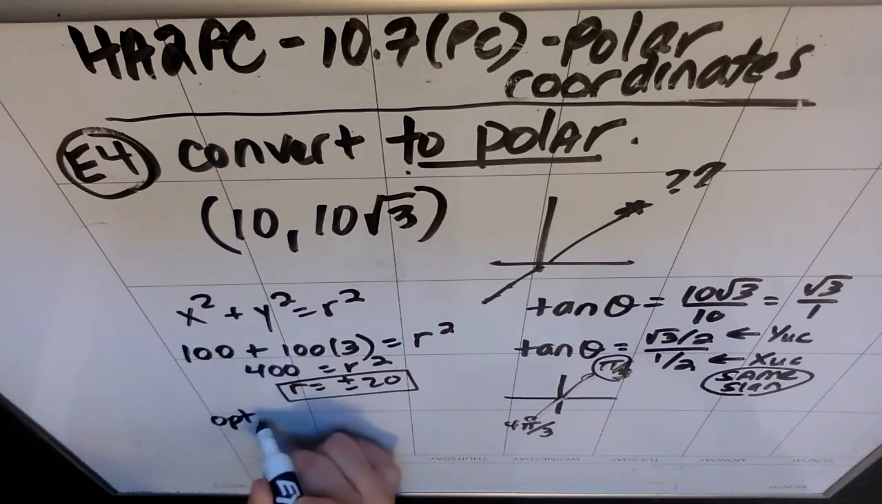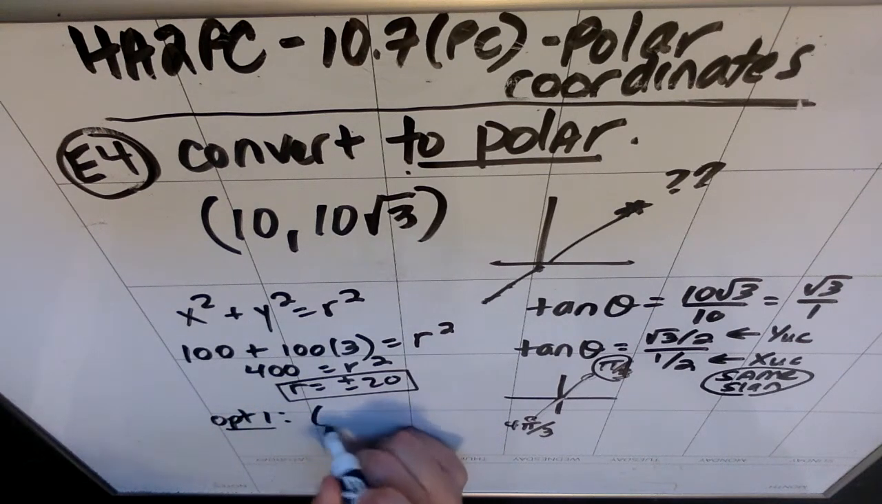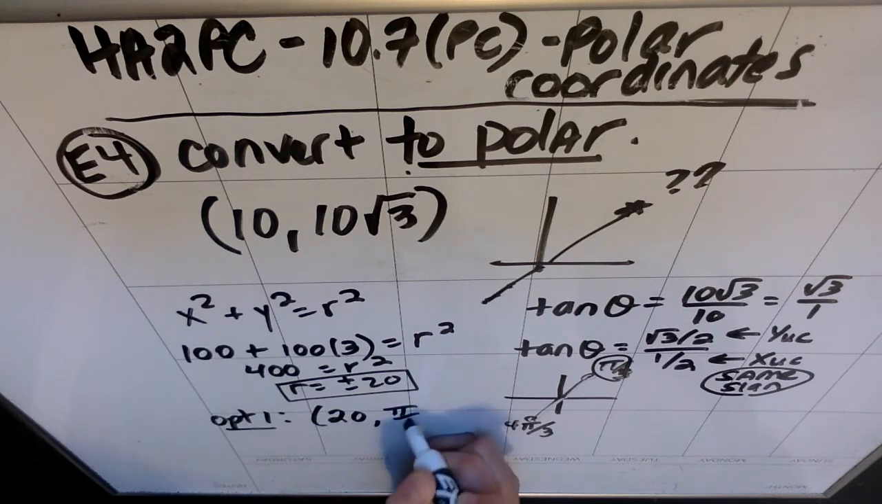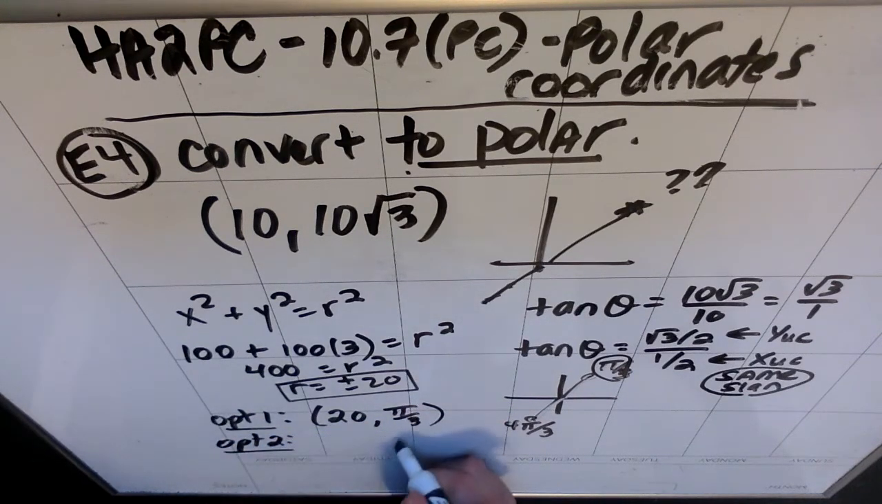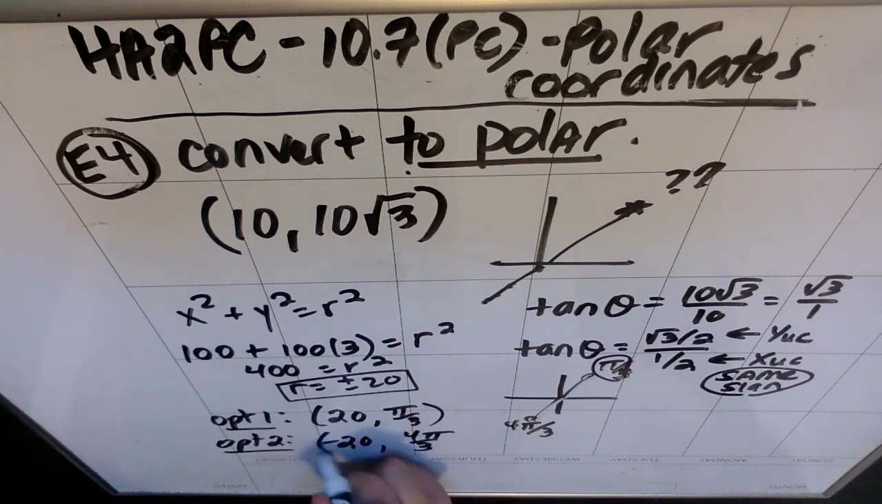So the easiest option for my answer is to pick the direction I actually want to go, which is pi over 3, and put a 20 in for r. The other logical option would be to pick the opposite direction, which would be 4 pi over 3, and then indicate that I'm walking backwards, which would be a negative 20 for my r.